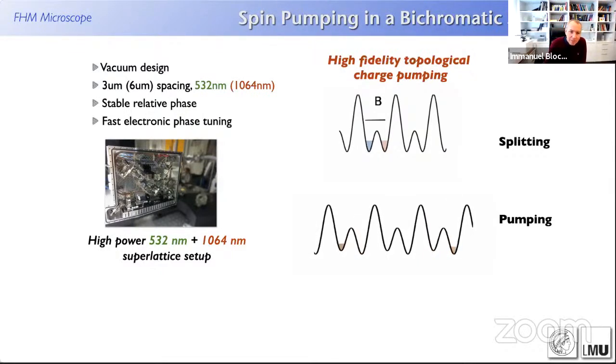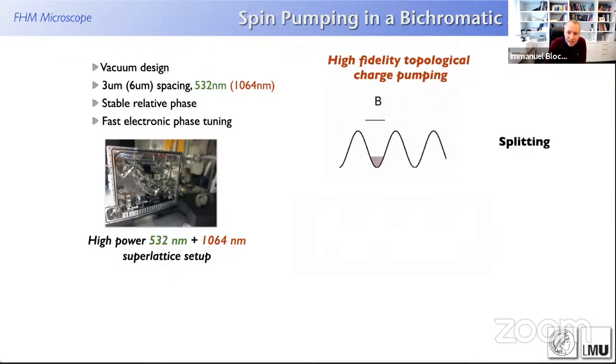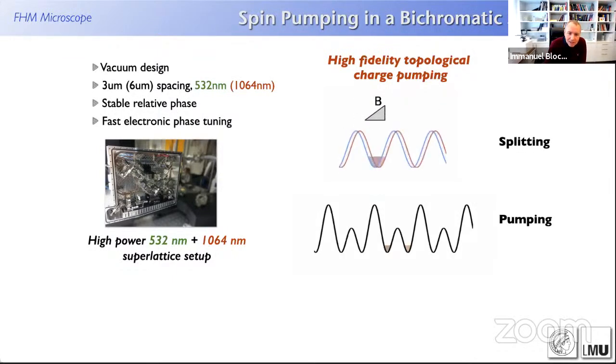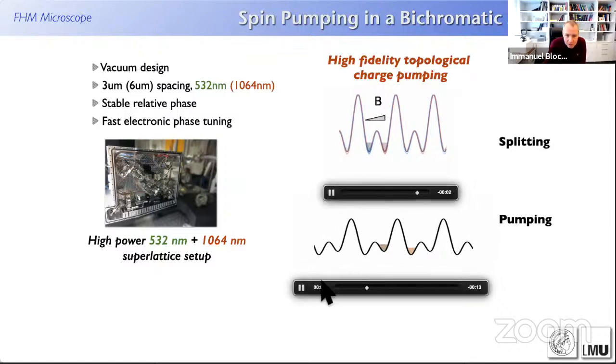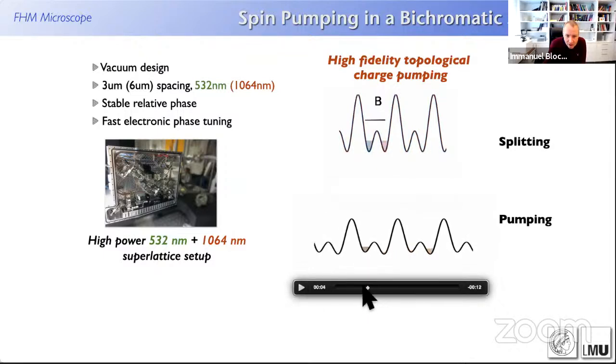Let me explain it in a simple way. What's happening here is basically a Landau-Zener sweep in a double well. So imagine you have your double well here. Wait, let me stop this animation here. Let's say you are in this configuration, okay? And you want to transfer the atoms to this well.